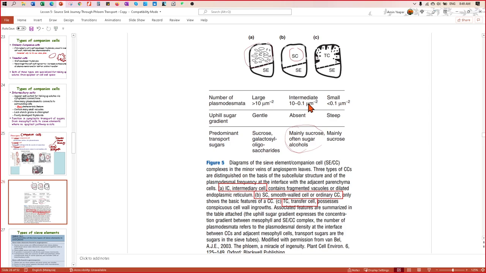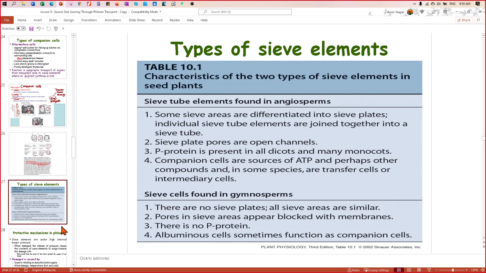Why? Because the plasmodesmata are a bit smaller than in the intermediary cell. And the smallest plasmodesmata you get are in the transfer cells. Very, very small. Only sucrose. Lots of things, some things, only one thing, sucrose. This is more specialized.